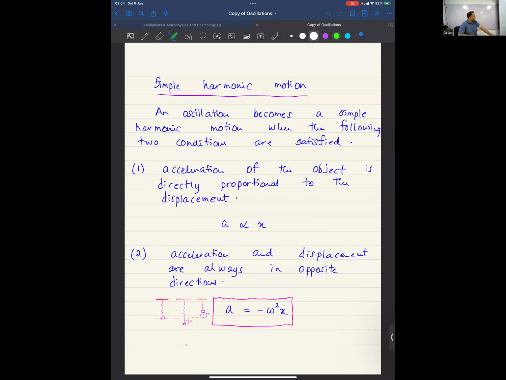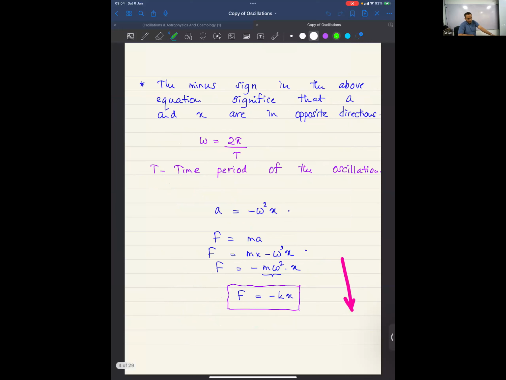The omega squared is a proportionality constant, where omega is known as the angular frequency. Correct? So omega is equal to 2 pi over T, where T is the time period of the oscillation, or 2 pi f, where f is the frequency of the oscillation. Am I right? Correct? And then we have copied up to this point, I guess.